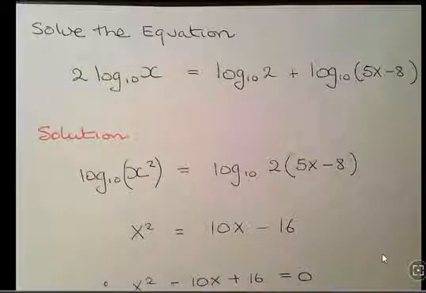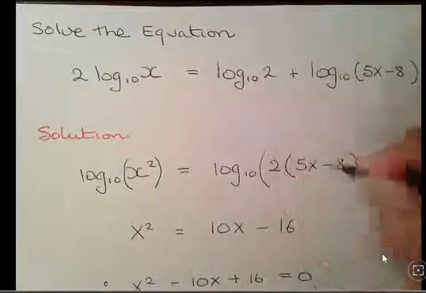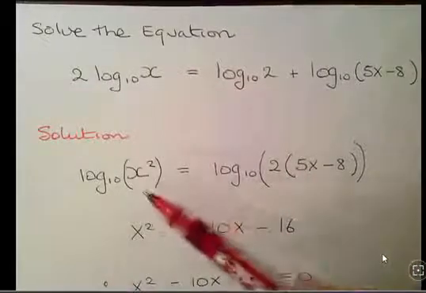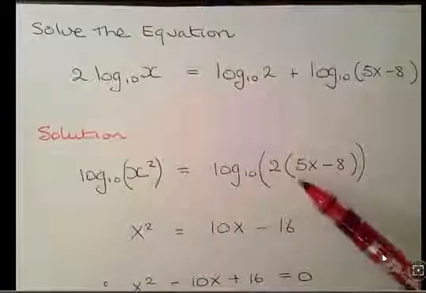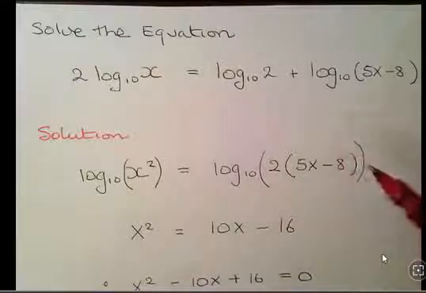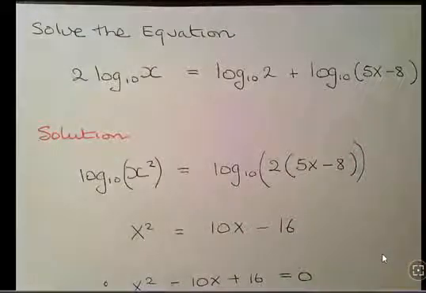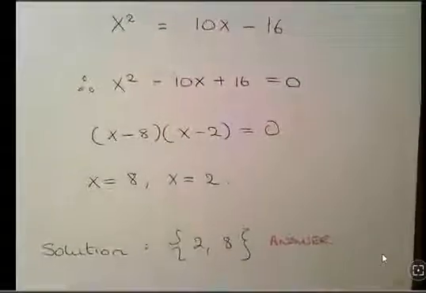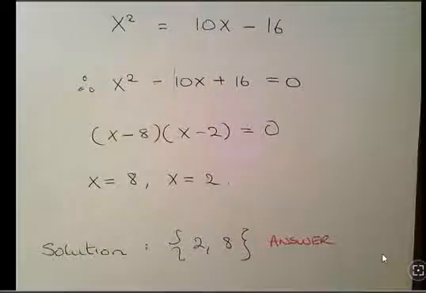I'll put this in brackets just to emphasize that x squared is necessarily equal to 2 times 5x minus 8. We're both carrying out the same operation, so necessarily they must be equal to each other. So x squared equals 10x minus 16. Rearranging that and setting it up as a quadratic, we have x squared minus 10x plus 16 equal to 0. It should be fairly straightforward now.